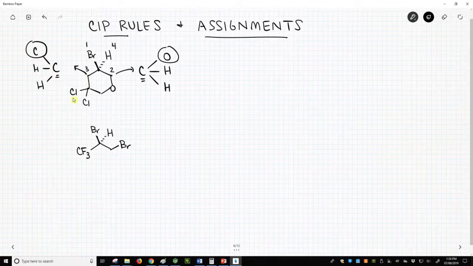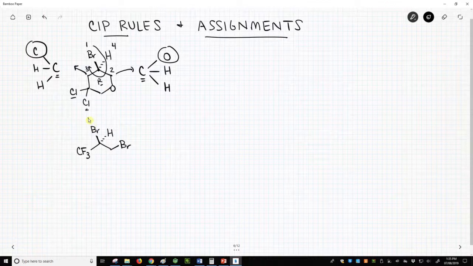And you might think, oh, but wait, don't forget these chlorines. These chlorines are higher priority than any other atom in the molecule, except for the bromine. They are, but we never get to them. They never enter the discussion, so it doesn't matter. 1 to 2 to 3, that's clockwise. This is going to have the R configuration. Let's go to the next example.